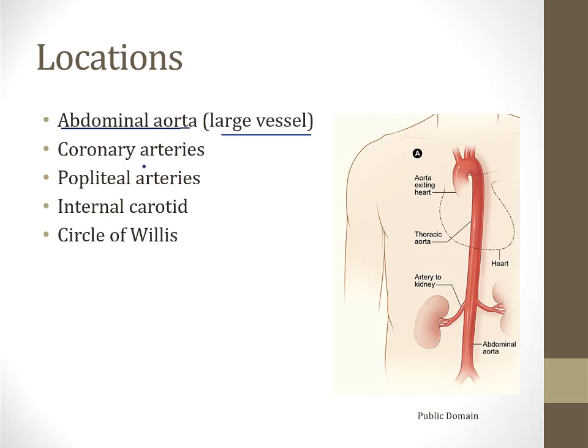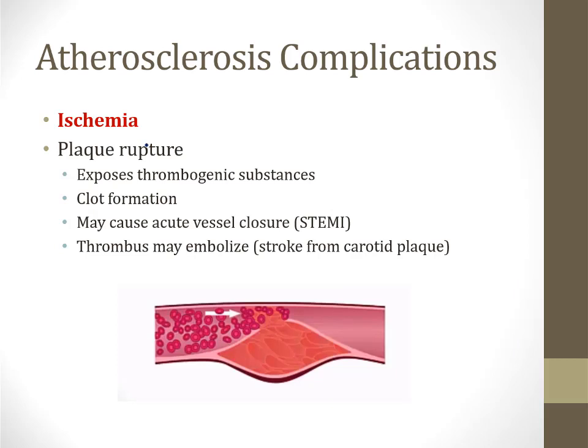The second most common location is the coronary arteries. In contrast to the aorta, these are very small, just a few millimeters in width. So it doesn't take much plaque to narrow these vessels, and that's why coronary artery disease is so common. After the coronary arteries, the next three locations are the popliteal arteries, the internal carotid artery, and finally the circle of Willis.